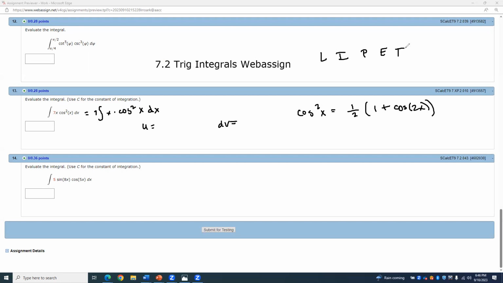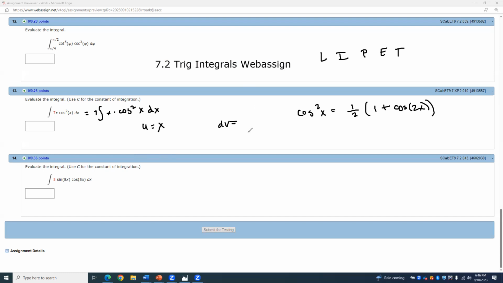We do not have any inverse trig. We do have regular trig. We have cosine squared, but that actually is the last thing we would want to pick for u in our little order of hierarchy here. The next one we would want to look for is P, for polynomials. And I know it doesn't always feel like it, but x is a polynomial. It's just x to the first.